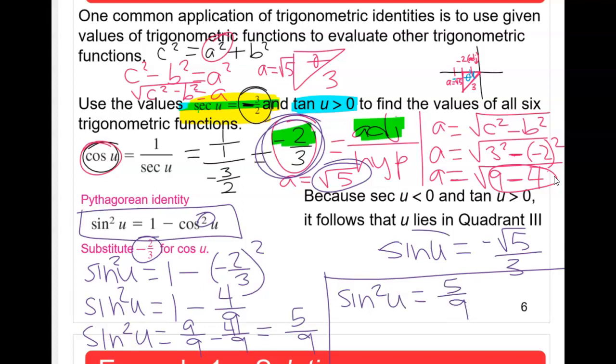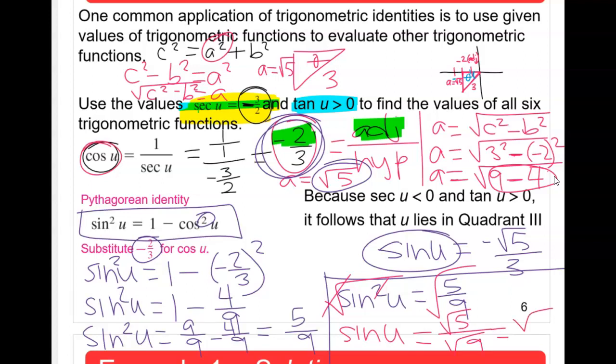So now from here, remember, this is sine squared of u equals 5/9. But we want to find sine, not sine squared. So we take the square root. We could do that on both sides. And here this will cancel out. So we will have sine of u equals, and here we could say the square root of 5 divided by the square root of 9.